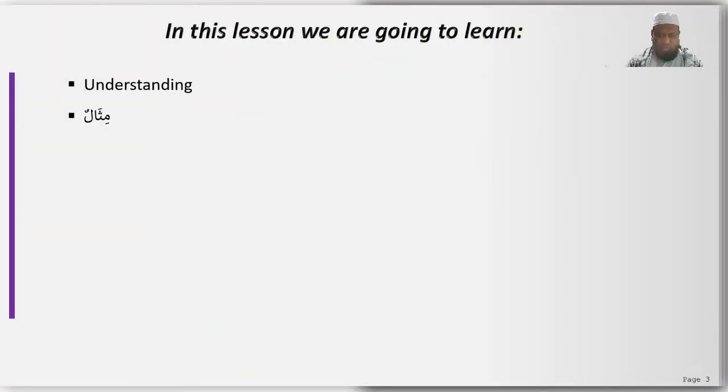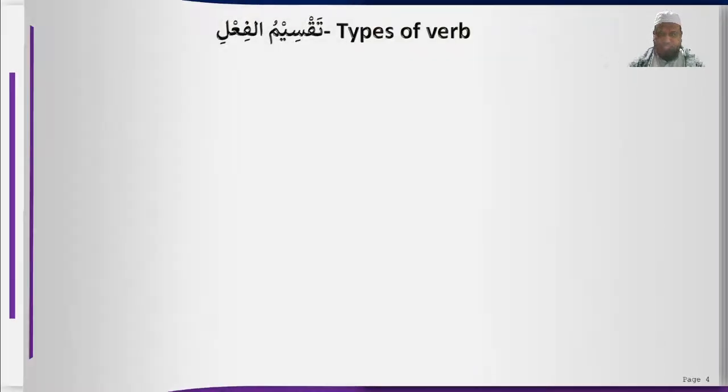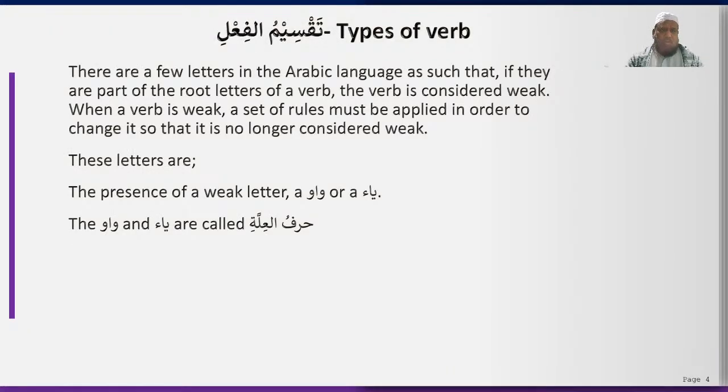In this lesson we're going to learn and understand Mithal. There are few letters in Arabic language as such that if they are part of the root letters, a verb is considered weak. When a verb is weak, a set of rules must be applied in order to change it so that it is no longer considered weak. These letters are the presence of a weak letter, waw or ya. The waw and the ya are called harful illah.